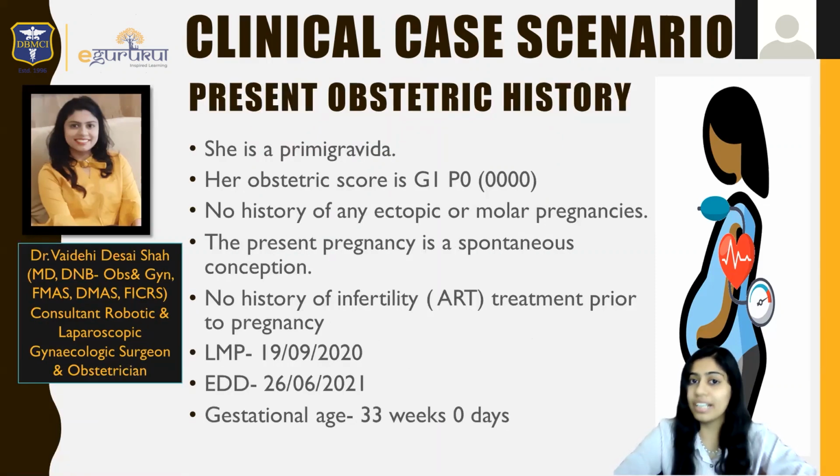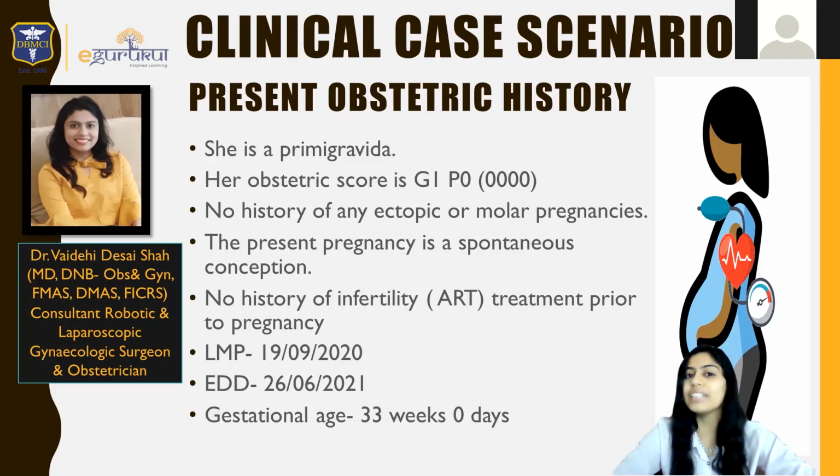So when we took the history of the patient, we also asked about the obstetric history of the patient. Remember that this is an obstetric case, and that is why obstetric history is very, very important. She is a primary gravida, meaning to say she has conceived for the first time ever. Her obstetric score is gravida 1 para 0. There was no history of any ectopic or molar pregnancies. And when we asked the patient whether she has conceived naturally, I mean spontaneously, the patient says yes. That means the present pregnancy is a spontaneous conception. There is no history of any infertility or ART treatment prior to pregnancy.